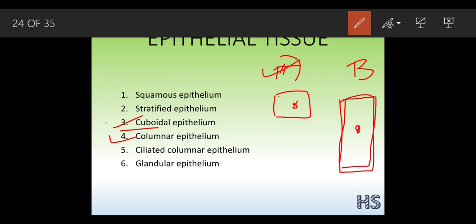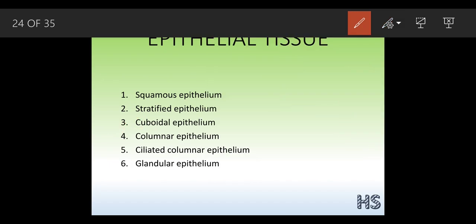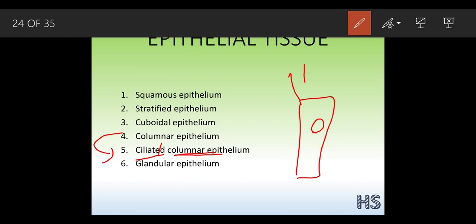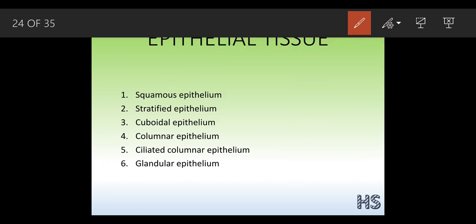Okay, column shape. Now what do you mean by the word ciliated columnar epithelium? See, the words are very peculiar, I already mentioned. But if you are going to break up these words, columnar, what is the shape of the columnar? Like this, okay, and inside there was a nucleus, and the word ciliated means the hairy structure. So that is why it is called the ciliated columnar epithelium.